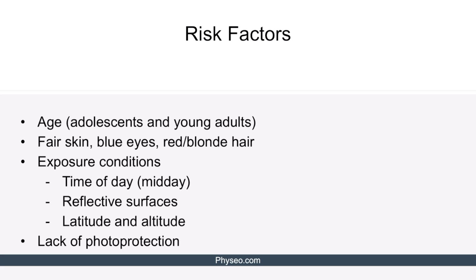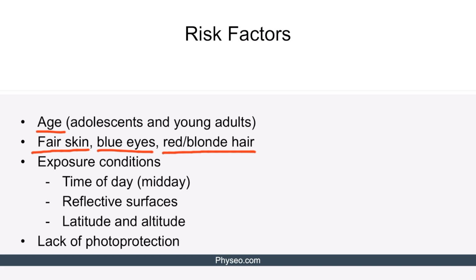Now, there are several risk factors that can increase the likelihood of developing a sunburn and the likelihood that the sunburn will be severe. And the first risk factor is age. Sunburns occur more frequently in adolescents and young adults because they're more likely to spend time outdoors and they're less likely to take the time to use protective measures to prevent a sunburn. It's also more likely to occur and to be more severe in those patients with fair skin and blue eyes, or if they have red hair or blonde hair. And that makes sense because they have less melanin in their skin, and melanin provides protection from ultraviolet radiation. So less melanin in your skin means more susceptibility to ultraviolet rays.